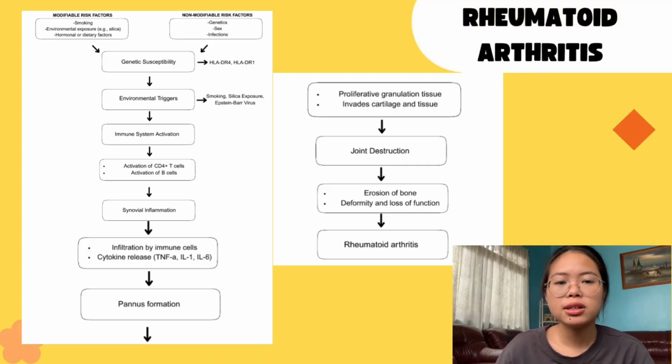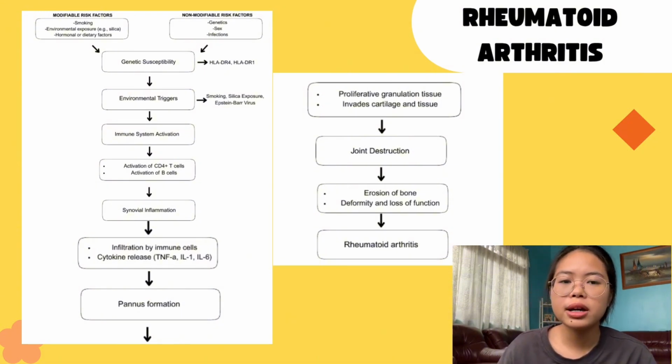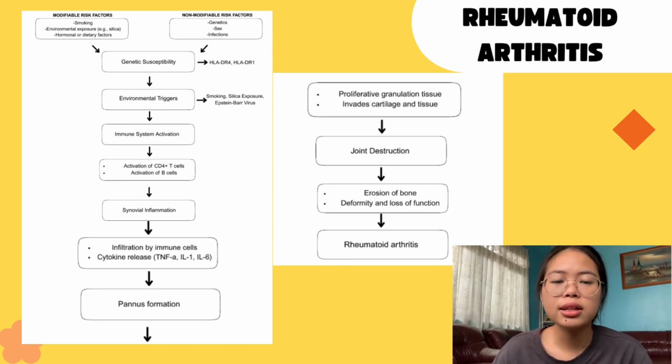For the pathophysiology, rheumatoid arthritis is an autoimmune disease influenced by modifiable and non-modifiable risk factors. Modifiable risk factors include obesity, poor joint protection, and a sedentary lifestyle, while non-modifiable risk factors include age, sex, family history, and seropositive status.